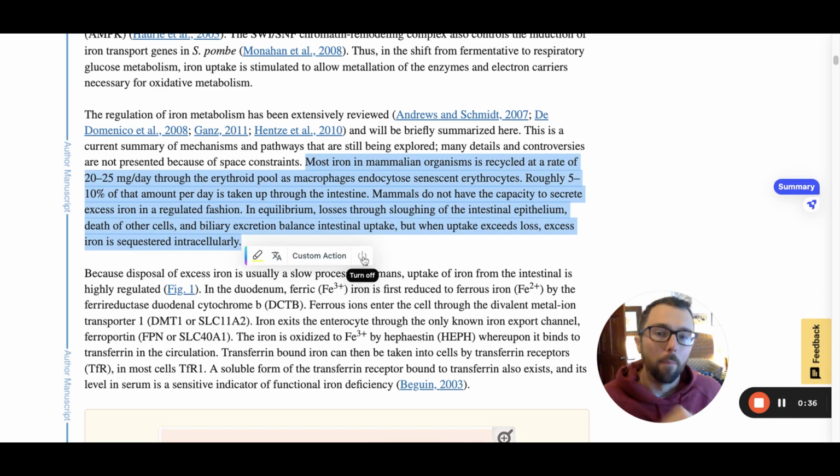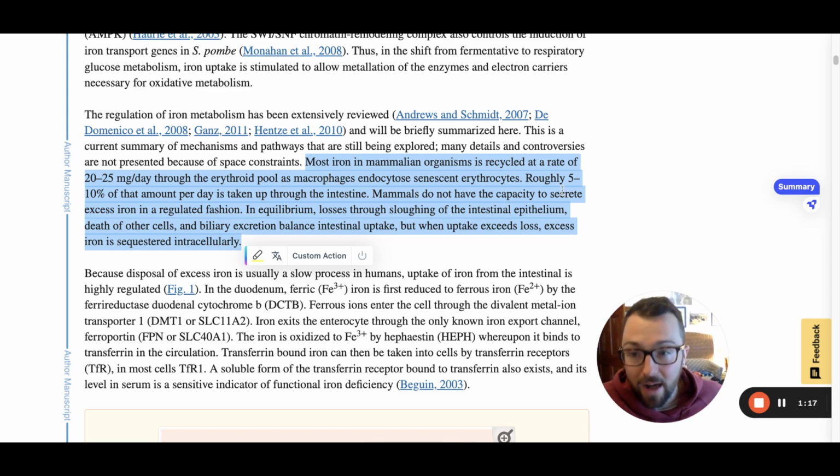So, most iron in mammalian organisms is recycled at a rate of 20 to 25 milligrams per day. That is how much is being reused by our body. That 20 to 25 milligrams was already in our body. We didn't need to take it in. And this is being done when old blood cells are being recycled, which is basically what's being said here. Macrophages endocytose senescent erythrocytes. Senescent erythrocytes just means old blood cells, and they're being absorbed and recycled. That's essentially all that means.